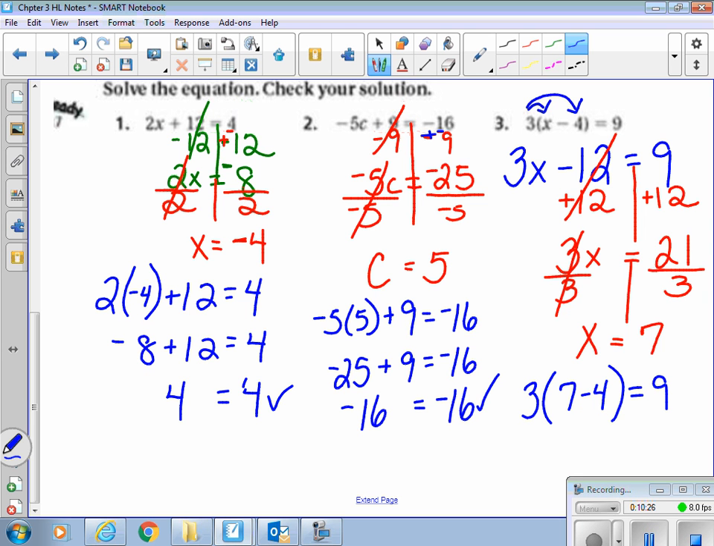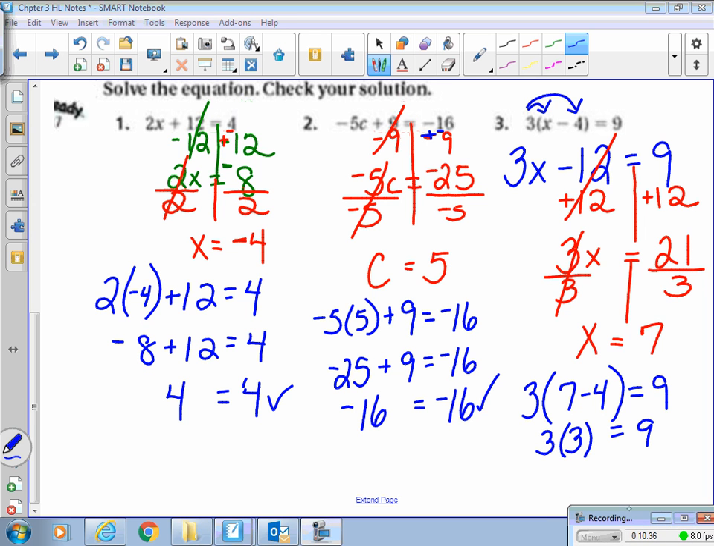Following the order of operations, we would do my parentheses first. 7 minus 4 is 3, and 3 times 3 gives me 9. Since 9 is equal to 9 is a true statement, our answer of x equals 7 is correct.